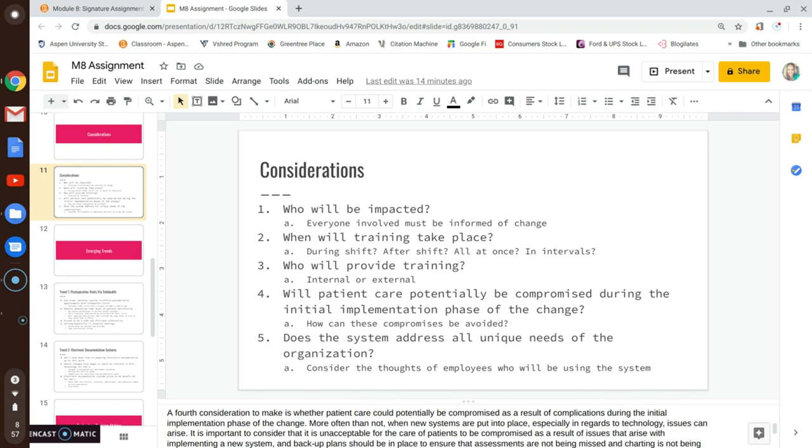A fourth consideration to make is whether patient care could potentially be compromised as a result of complications during the initial implementation phase of the change. More often than not, when new systems are put into place, especially in regards to technology, issues can arise.